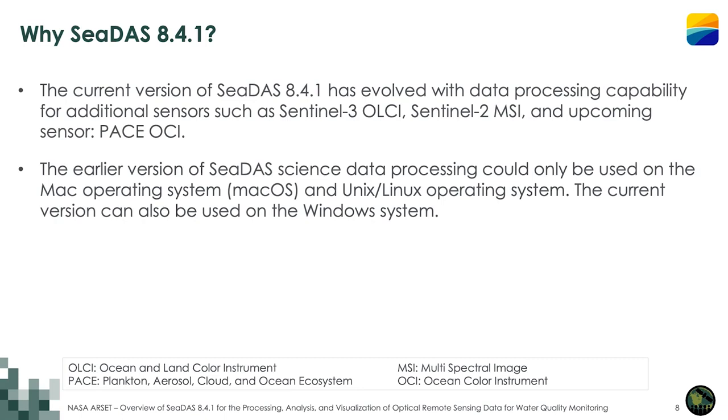A new version, SeaDAS 9, will also be out soon. This will be used as reference because as we move forward and use Sentinel-3, Sentinel-2 and space hyperspectral data for water quality monitoring, we will be using the latest version of SeaDAS. And so it's important to know some of the features of this version now. And that's why this training will serve as a reference for all future ARSET water quality trainings.